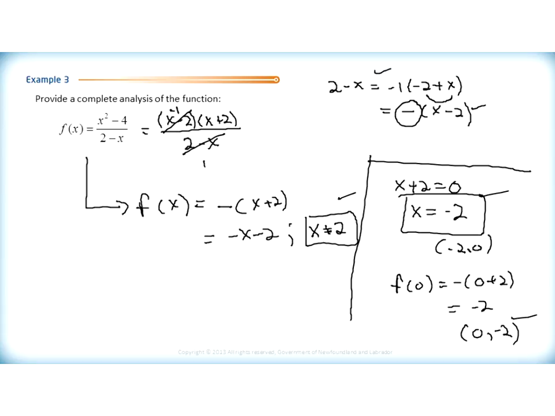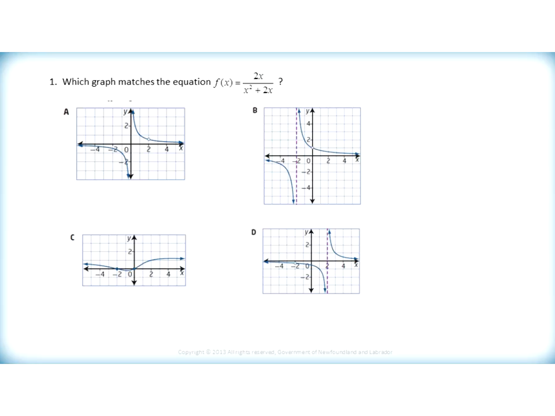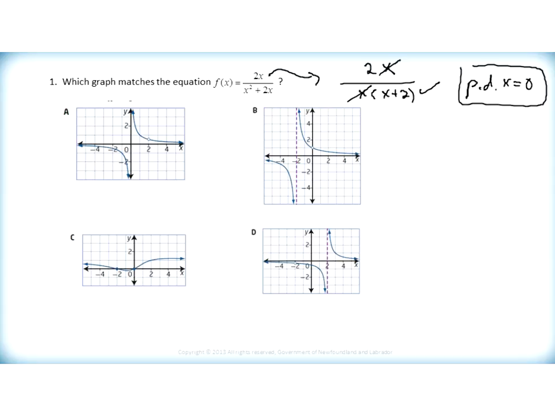Okie dokie. Let's take a look at one exam type multiple choice question. It says, which graph matches the equation that's given? Well, the first thing I would look for in this is I would try to factor the equation as always. Then I'd check for vertical asymptotes and points of discontinuity or removable discontinuities, whatever we're calling them today. So we've got 2x divided by x times x plus 2. So these x's cancel. Alrighty. So that means we actually have a point discontinuity at x equals 0. So that's a good thing to note. And it looks like we're going to have a vertical asymptote when x equals -2.